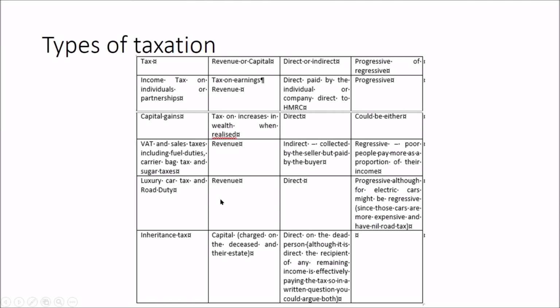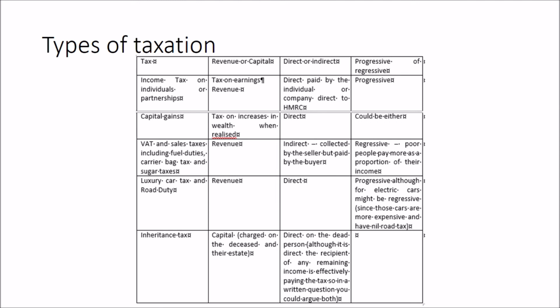Luxury car tax. So we could say that luxury car tax and road duty here, that's a revenue levied on the individual, on the car, direct. So it's direct by the individual, and you could say it's progressive in that the luxury car tax is on cars over £40,000, and so therefore you're going to have a more expensive car to be able to do that.